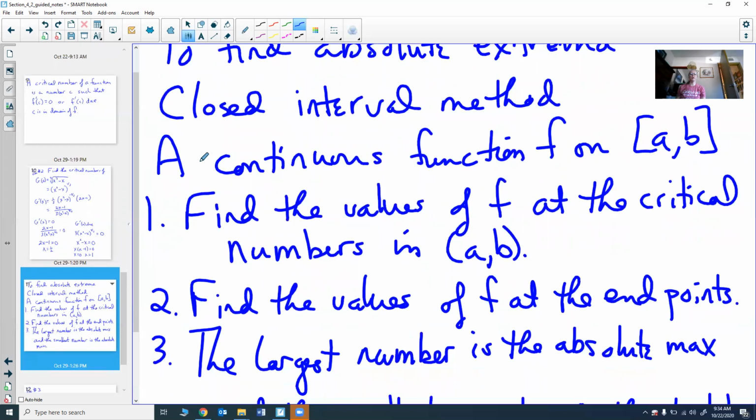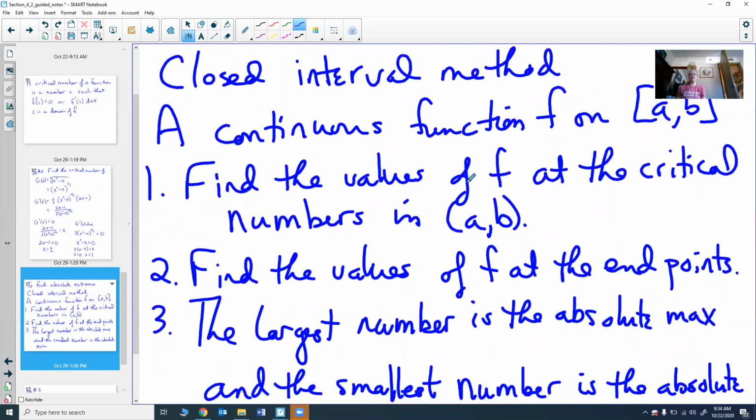The closed interval method says: take a continuous function f on [a, b]. So again, it must be continuous. We must be on a closed interval so that we can use the extreme value theorem, which tells us that there will be some extrema. Then we're going to find the values of f at those critical numbers in (a, b). So find those critical numbers, and then evaluate the function at those points, only the ones in the open interval from a to b. We don't need to worry about the endpoints just yet, and you also are not going to look at any critical numbers that are not in that interval.